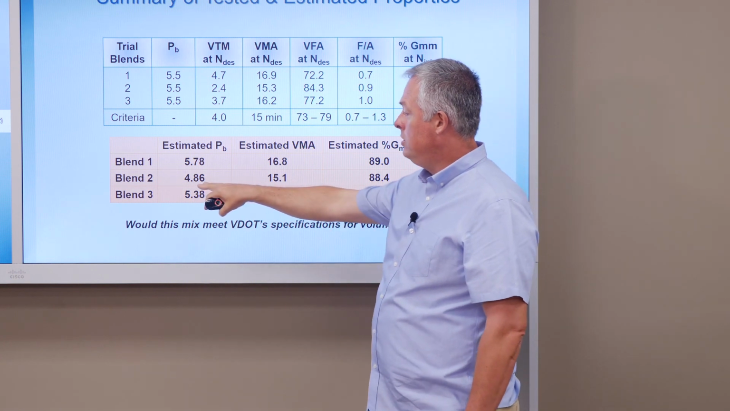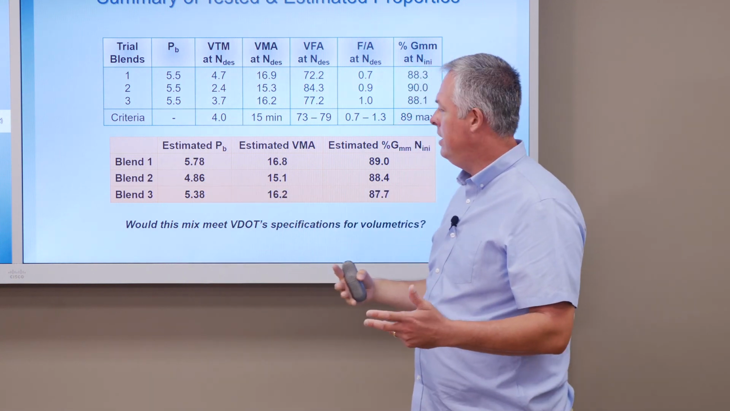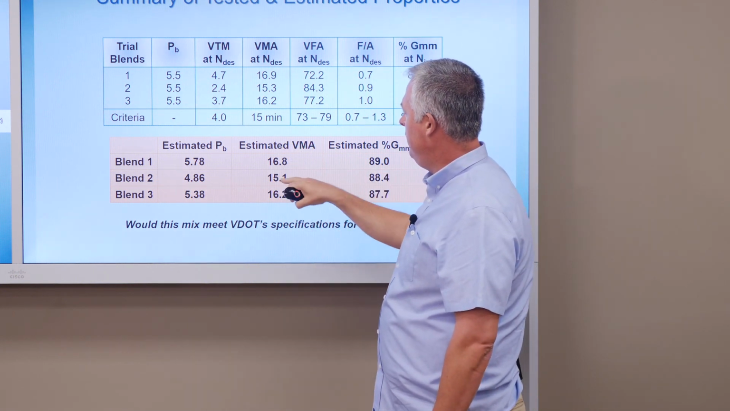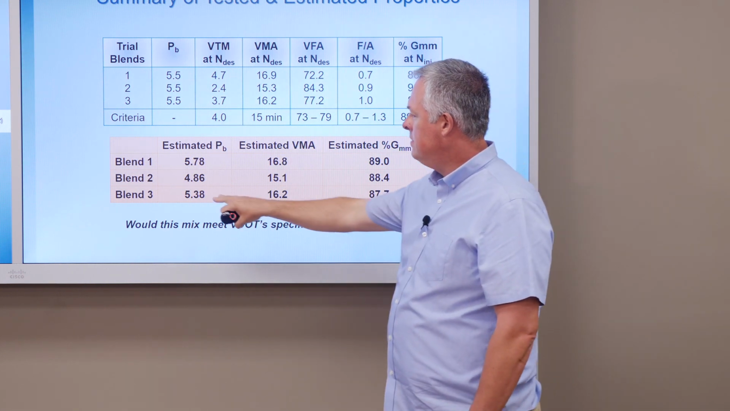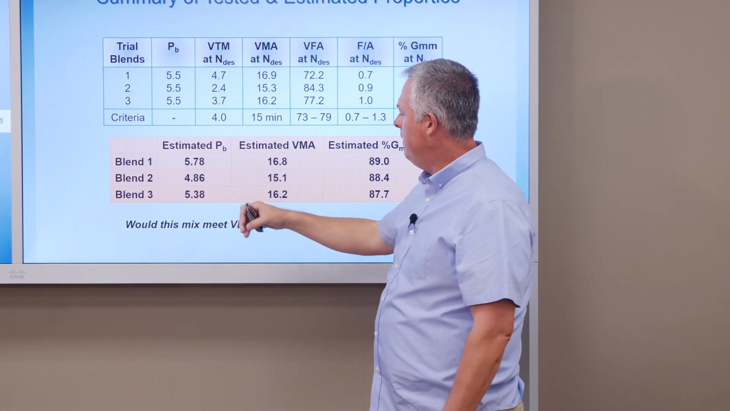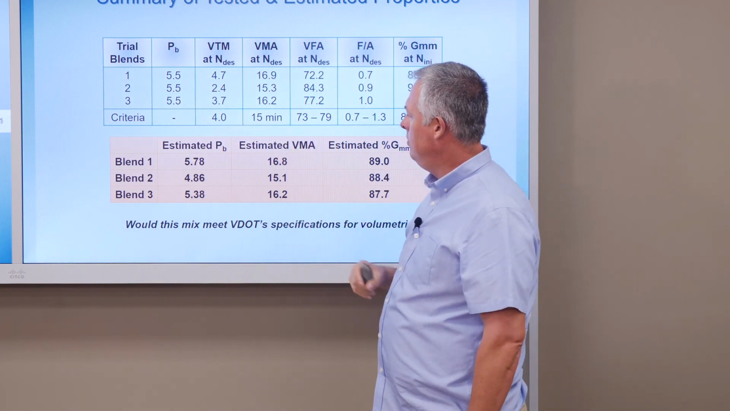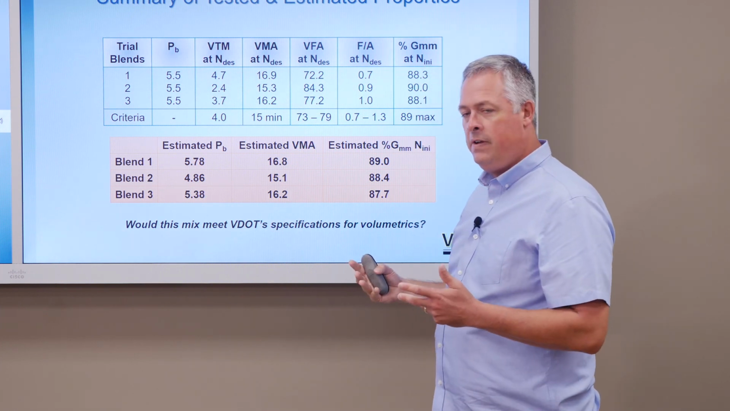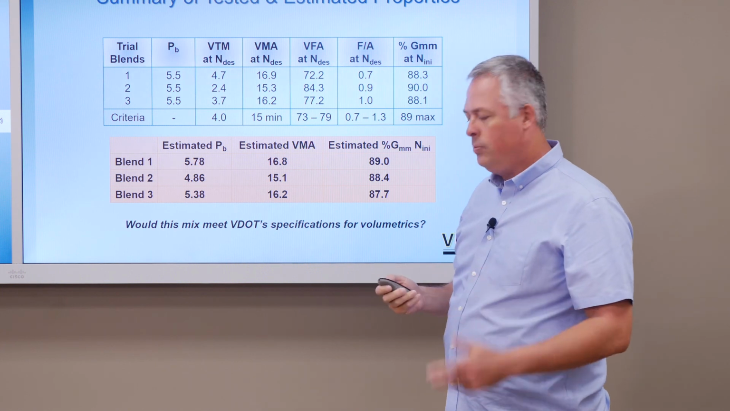Blend 2, much lower asphalt, 4.86. There's not a minimum asphalt for an SM-12.5. There is an estimated VMA of 15.1, which is low. Blend 3 is a 5.38, or just call it a 5.4. Got a VMA of 16.2, which is well above your 15. So do these meet VDOT specifications? Yes, they do. So how do we select which one we want?